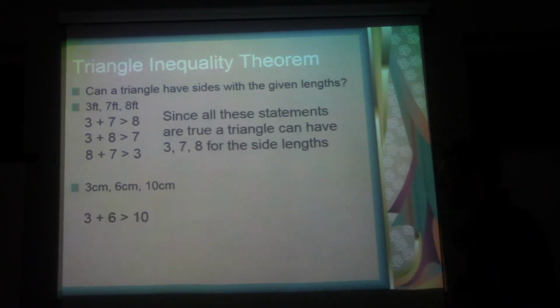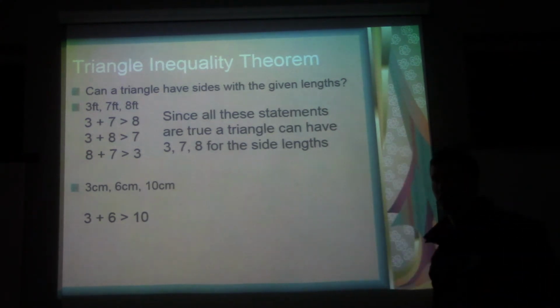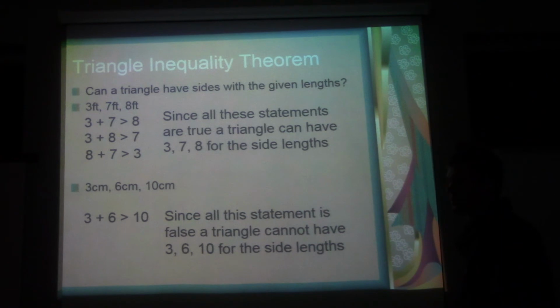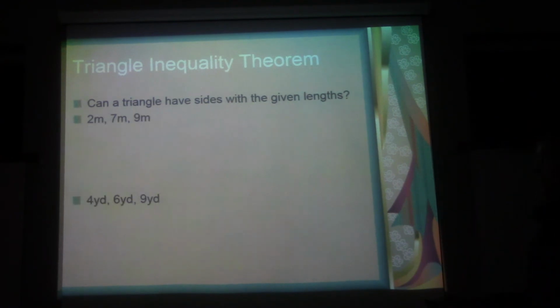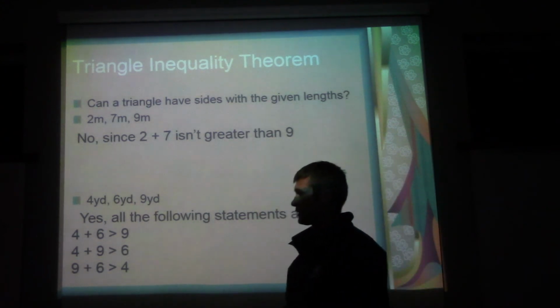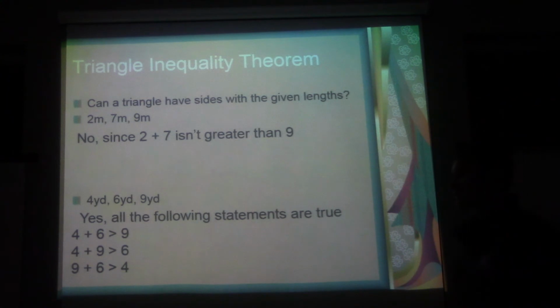Check down here. 3 plus 6, is that greater than 10? Nope. Since that doesn't work, it has to be greater than. If it's equal, it doesn't work as well. So since that doesn't work, these sides, 3, 6, 10, won't work for a triangle. Let's do two more of these. 2 plus 7. Does this work? Nope. 2 plus 7 isn't greater than 9. It's equal to 9, but it needs to be greater than, so it wouldn't work. These ones, 4, 6, 9, yes, this would work because 4 plus 6 is greater than 9, 4 plus 9 is greater than 6, and 9 plus 6 is greater than 4.